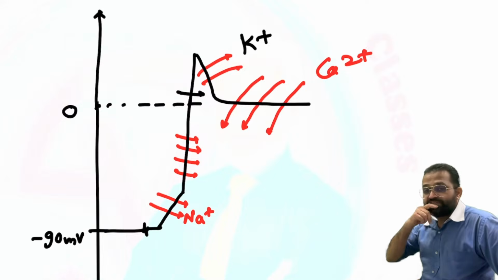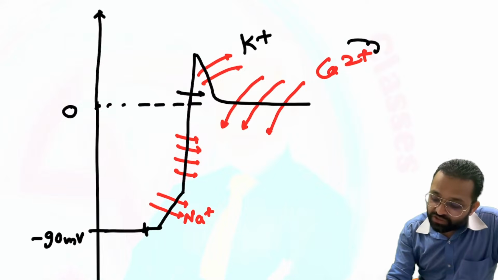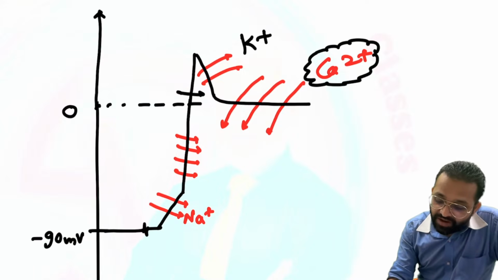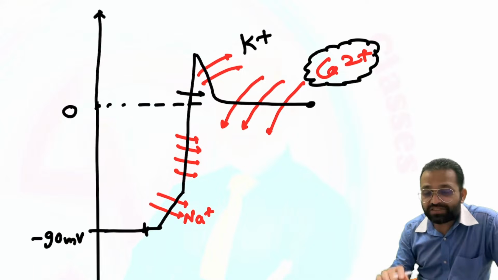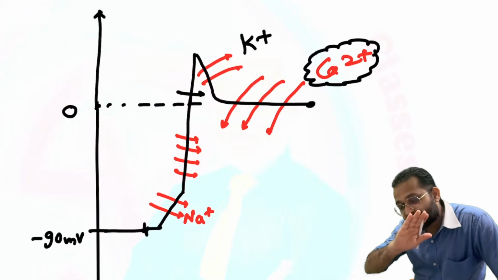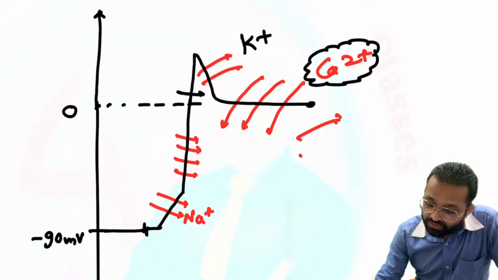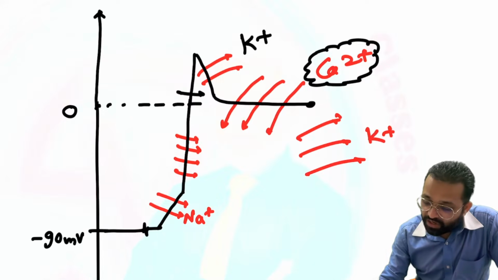So this is the plateau phase. This plateau phase is due to which ion? Answer is the calcium. Now here the calcium ion channel opens, and now at this point the calcium channel is getting closed, but the potassium is still going out.